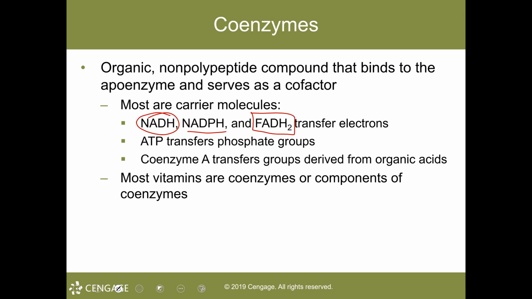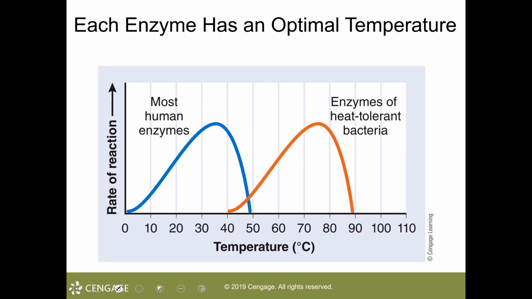ATP transfers phosphate groups, and coenzyme A, which we'll get to here shortly, transfers groups derived from organic acids. So most vitamins are coenzymes or components of coenzymes. This is so amazing, class, and if it doesn't make much sense yet, please ask me questions, and of course, keep listening.